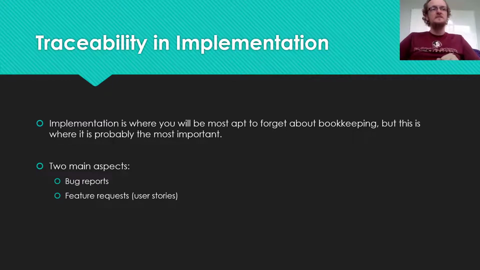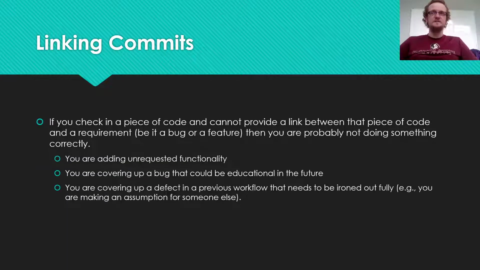And I can probably guess with maybe 85 or 90% accuracy that is a situation that has already happened in your group, and you might be the person who has checked in the code without raising a bug first. So we're going to talk a little bit about why that's not necessarily great. If you are checking in a piece of code, you should always be able to link that piece of code to either a bug or a feature request. And that seems stupid, but I'm going to tell you why it's not.